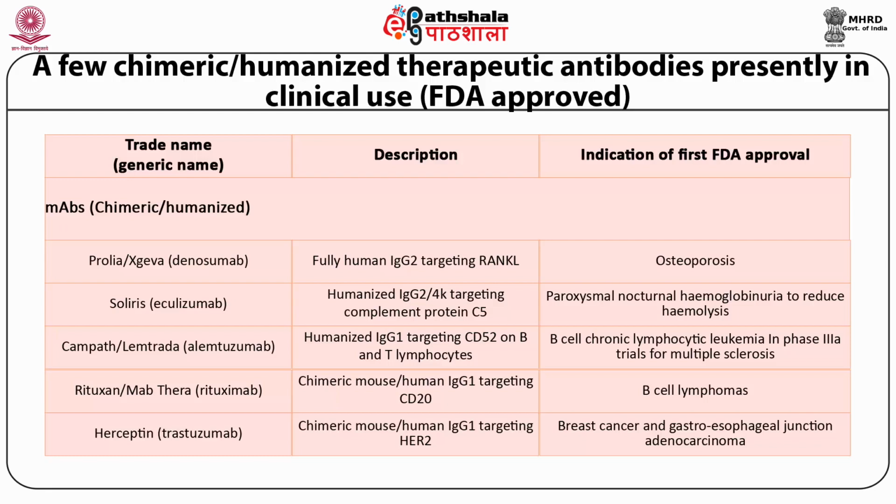Then we have Soliris. It's a humanized IgG2 antibody which targets the complement protein C5, and it is used to reduce the hemolysis condition. And similarly, we have the examples of Campath, Rituxan, and Herceptin, which are chimeric antibodies generated and are in clinical use as FDA-approved antibodies.